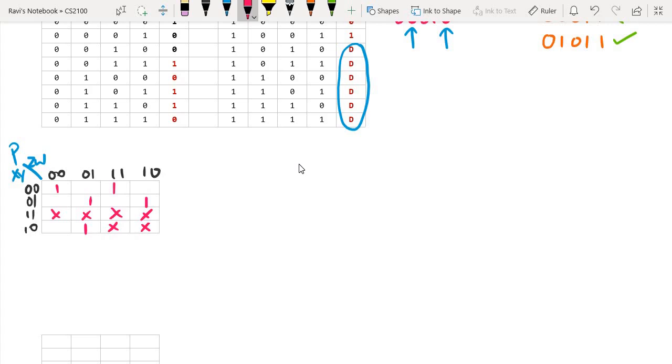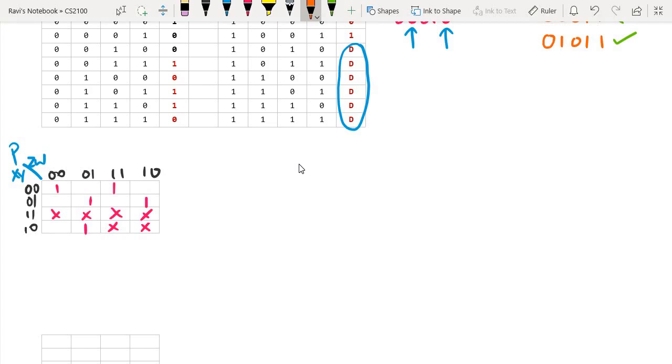How do we use these X's, or don't care conditions? The main idea is that we use them as long as they help us get a more simplified expression. We do not need to use all of the X's. As long as it helps us get a more simplified expression, then we use it.